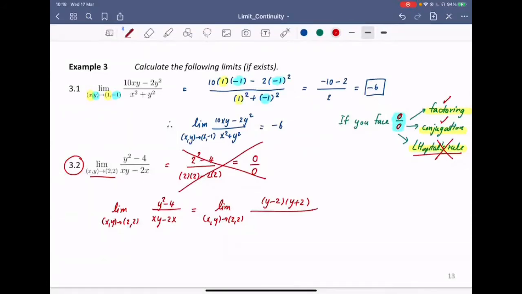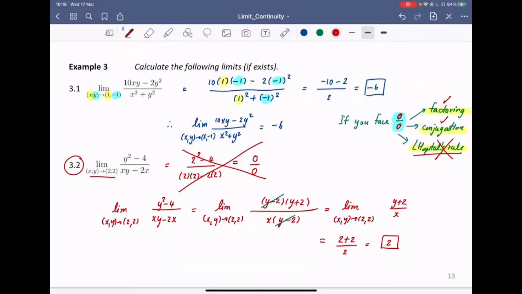On the denominator here, we can pull out x, and then you have y minus 2, right? And then here you're going to cancel out y minus 2, and that will leave you the limit as x, y go to 2 of y plus 2 over x, and this is going to be 2 plus 2 over 2, which is 2, right? So many 2's. Okay, good. So we get the answer for this question, which is 2.